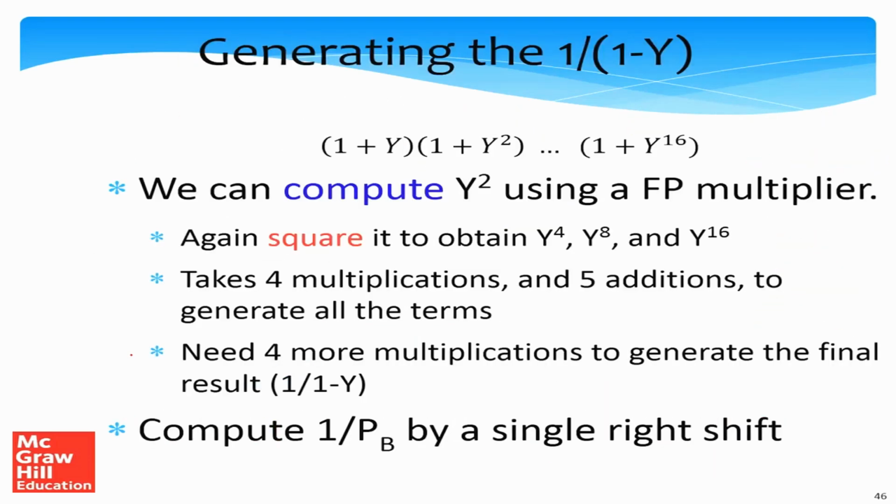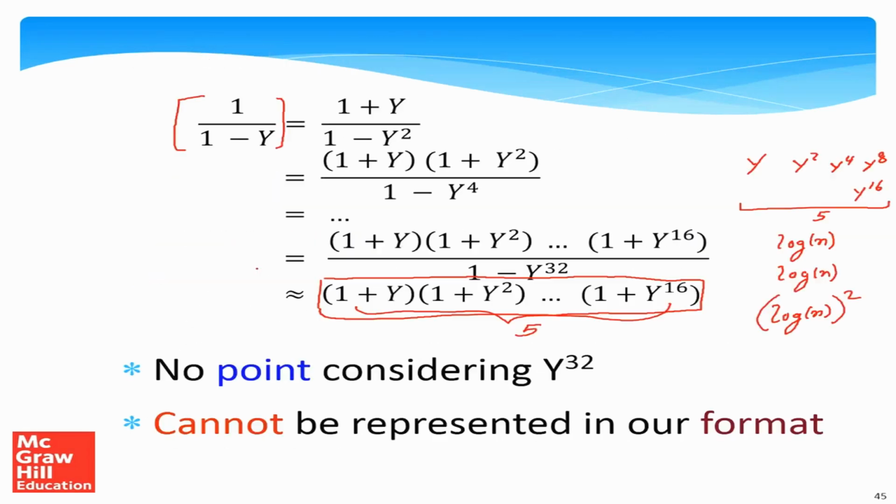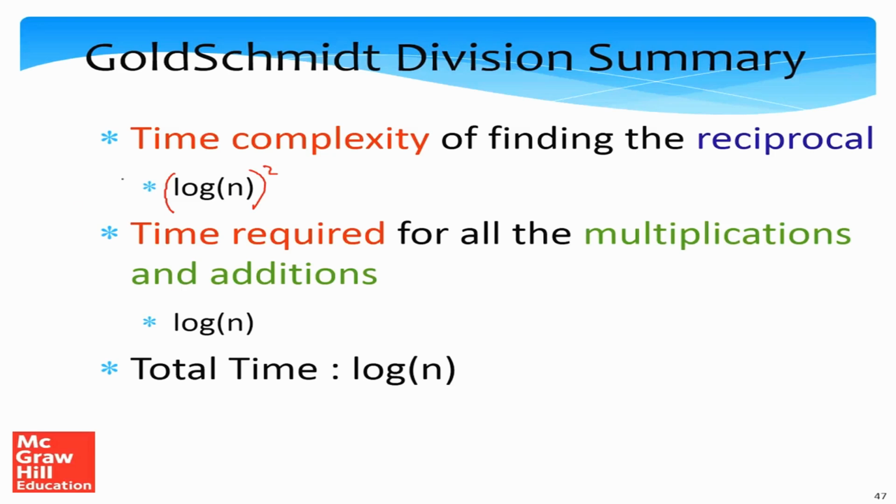All right. So the complexity of this, I'm sorry, there's a small error in this slide. So the time complexity of finding the reciprocal is log of n square, right? As we had computed on the last slide, that is log of n square. And the time required thus for all the multiplications is log of n square, and the total time is log of n square. Sorry, this is one bug that I'll fix in the subsequent versions of this slide, but this is what it should be.